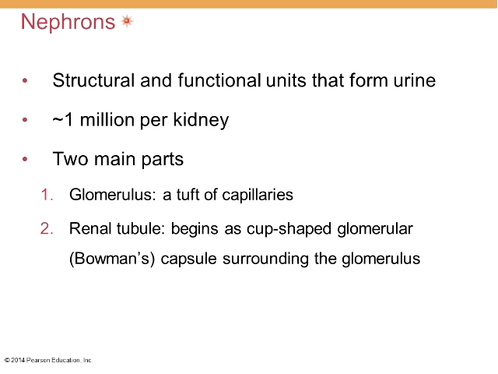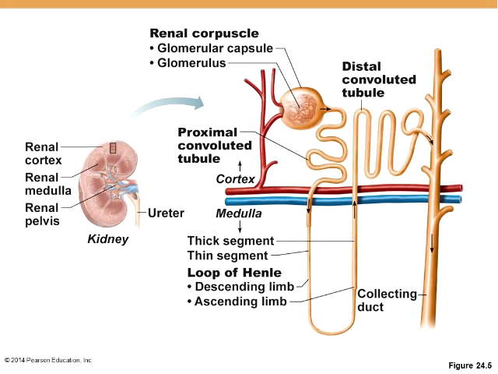Now it's the nephrons where really the filtering takes place, and they are the structural and functional units that form the urine or filter the blood. And we have about 1 million per kidney, plus or minus, so 2 million overall. And there are two main parts. There's a glomerulus, which is the capillaries, and this renal tubule, which surrounds it. And it's called the Bowman's capsule. I want to show that to you. We'll see this many times throughout this lecture.